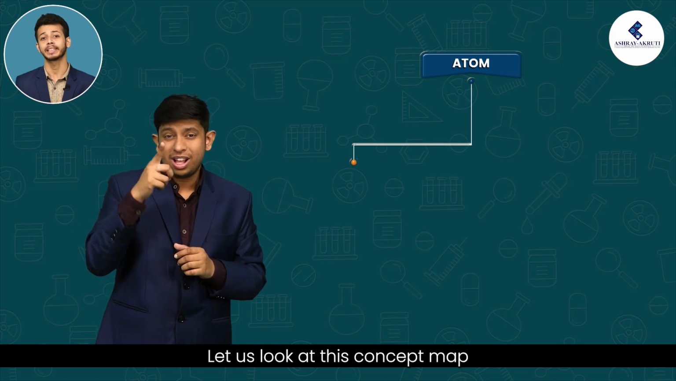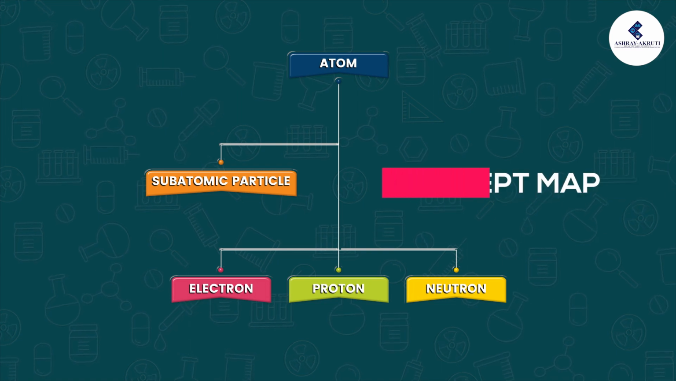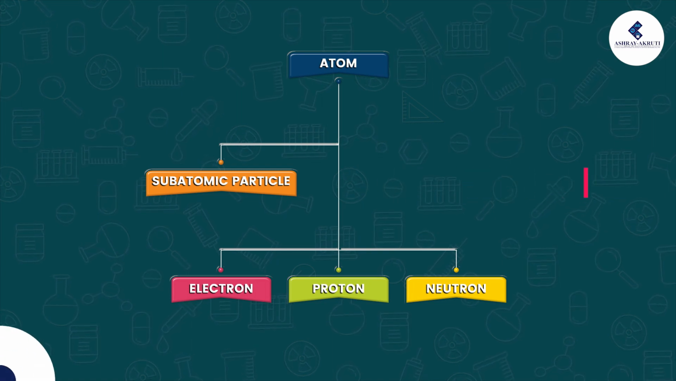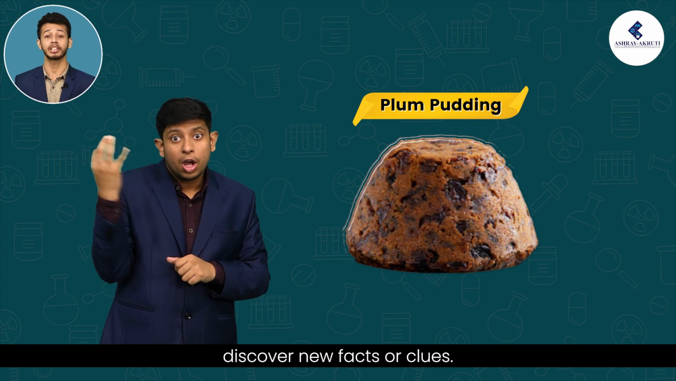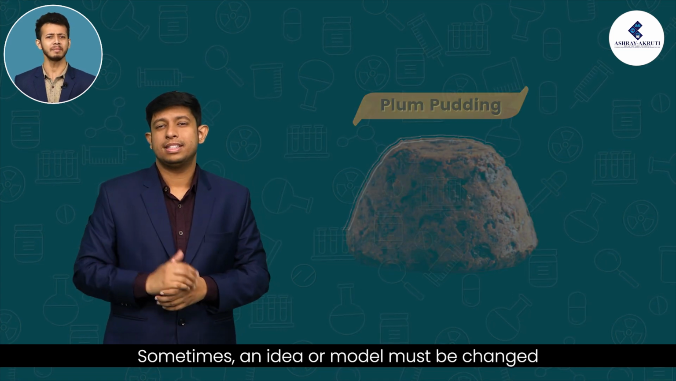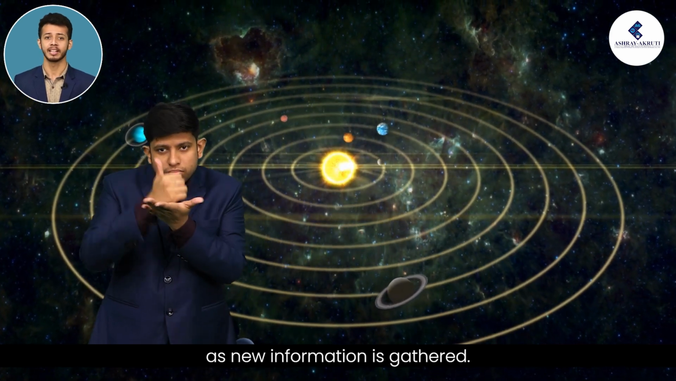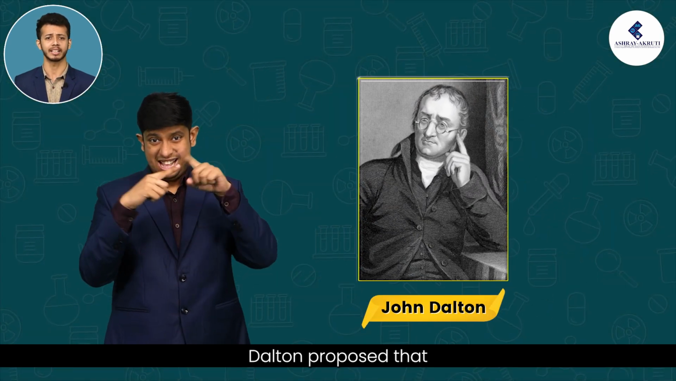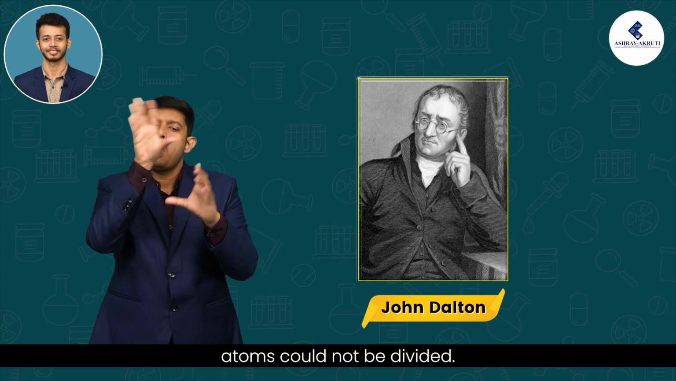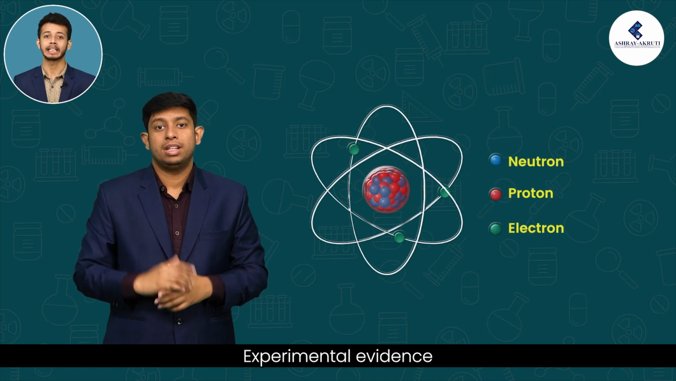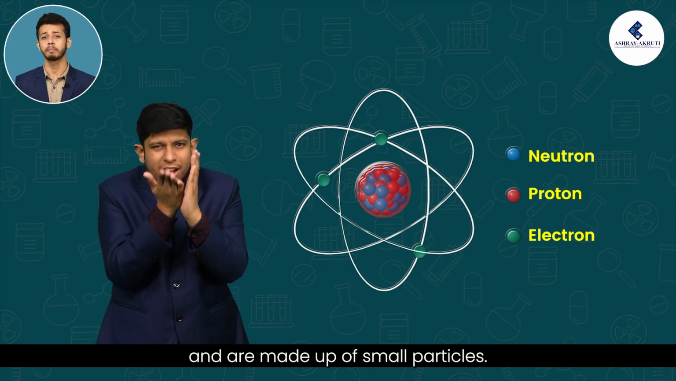Let us look at this concept map for this lesson. In science, theories change when scientists discover new facts or clues. Sometimes an idea or model must be changed as new information is gathered. Dalton proposed that atoms could not be divided. Experimental evidence began to show that atoms are divisible and are made up of small particles.